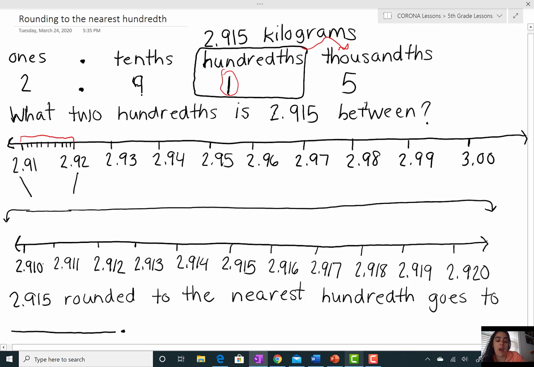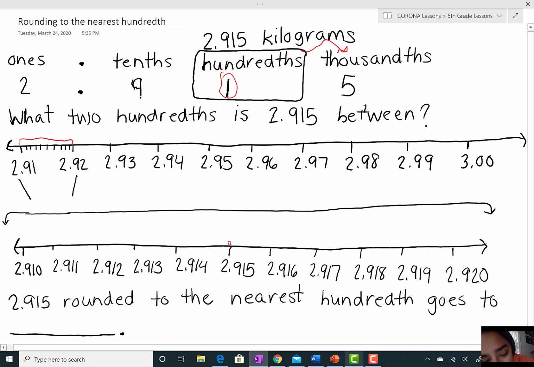2 910 thousandths, 2 911 thousandths, 2 912 thousandths, 2 913 thousandths, 2 914 thousandths, 2 915 thousandths, 2 916 thousandths, 2 917 thousandths, 2 918 thousandths, 2 919 thousandths. And then again, once I get to the 9, I get to move up a place value. So now I'm at 2 920 thousandths. So this is where my number is.